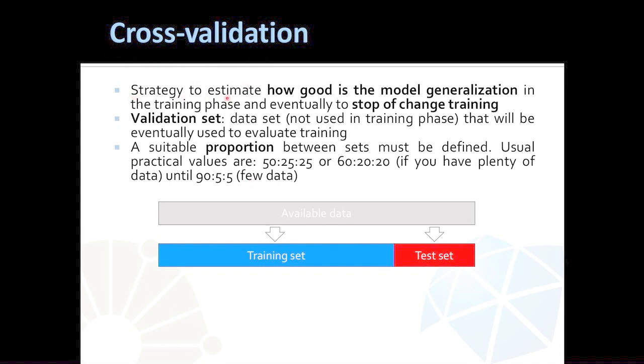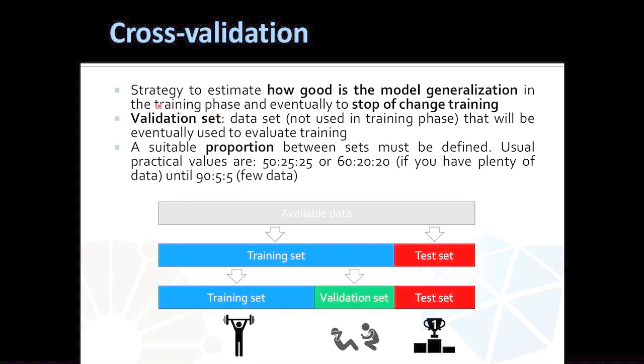Cross-validation is a strategy to estimate how good is the model generalization in the training phase. It is also eventually used to stop the training or to change some parameter in the training. The idea is to divide the training set between the training set and a validation set. What is a validation set? It is a set with data that was not used in the training phase that will be eventually used to evaluate the training or to monitor the training. A suitable proportion between sets must be defined. Some practical values for this proportion are 50, 25, 25 or 60, 20, 20 if we have a lot of data, and about 90, 5, 5 if we have a few data.